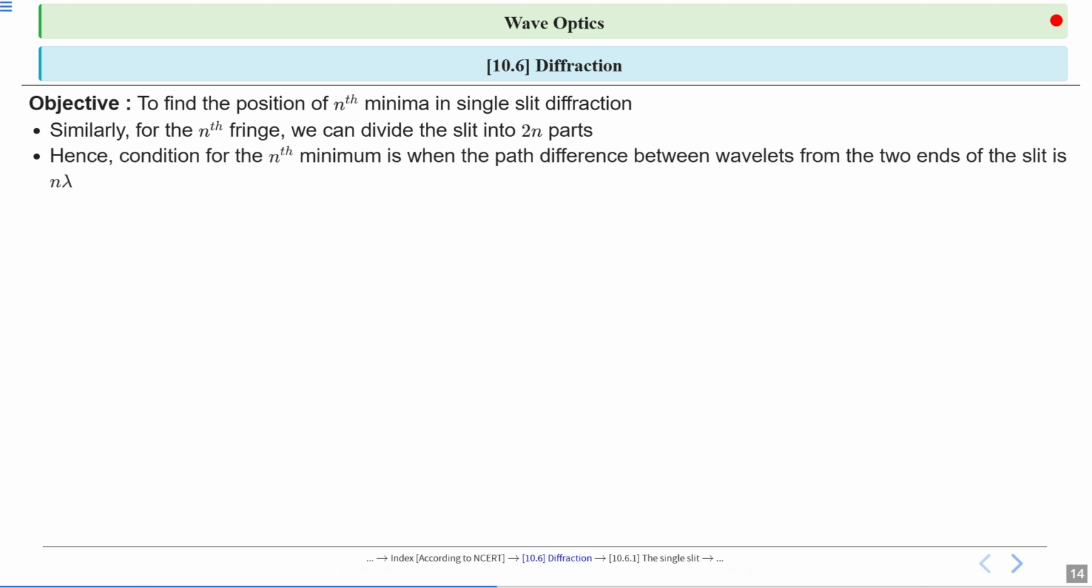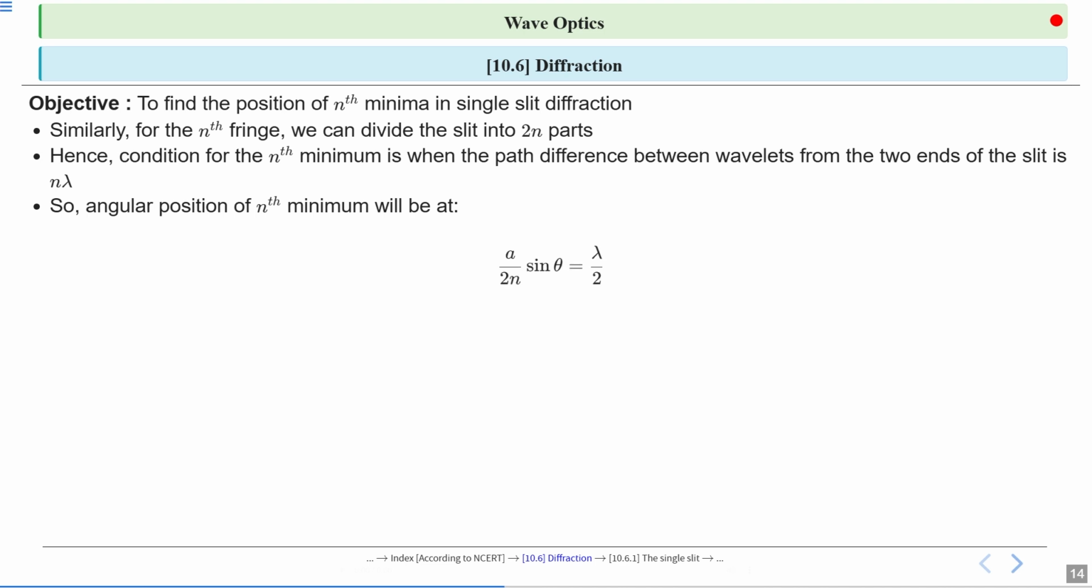So the condition for nth minima occurs when the path difference between wavelets from two ends of the slit is n times the wavelength, that is n lambda. Now let's determine the angular position of nth minimum. This position is where the light intensity is at minimum due to destructive interference.